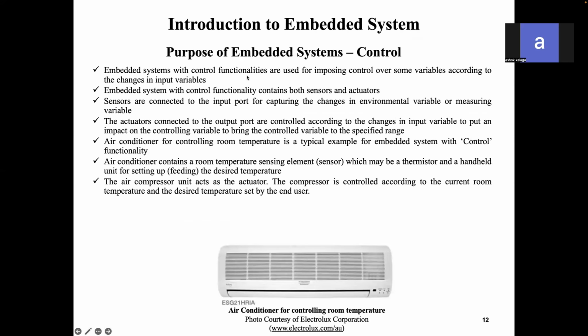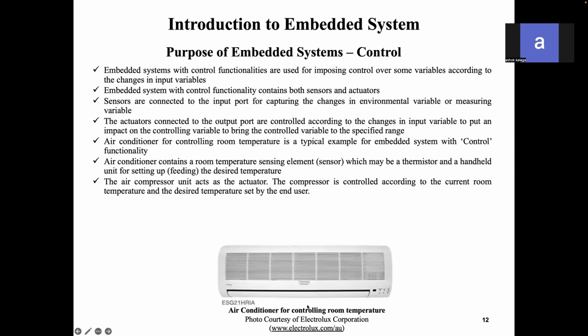The embedded systems with the control functionalities are used for imposing the control over some other variable according to the changes in its input variables. Okay. The embedded systems with control functionality contain both sensors and actuators. So what do you mean by sensor? A sensor is a device which can convert one form of energy into another form of energy. Sensors are connected to the input port for capturing the changes in the environmental variable. The actuators connected to the output port are controlled according to the changes in the input variable to put an impact over the controlling variable to bring the control variable to the specified range.